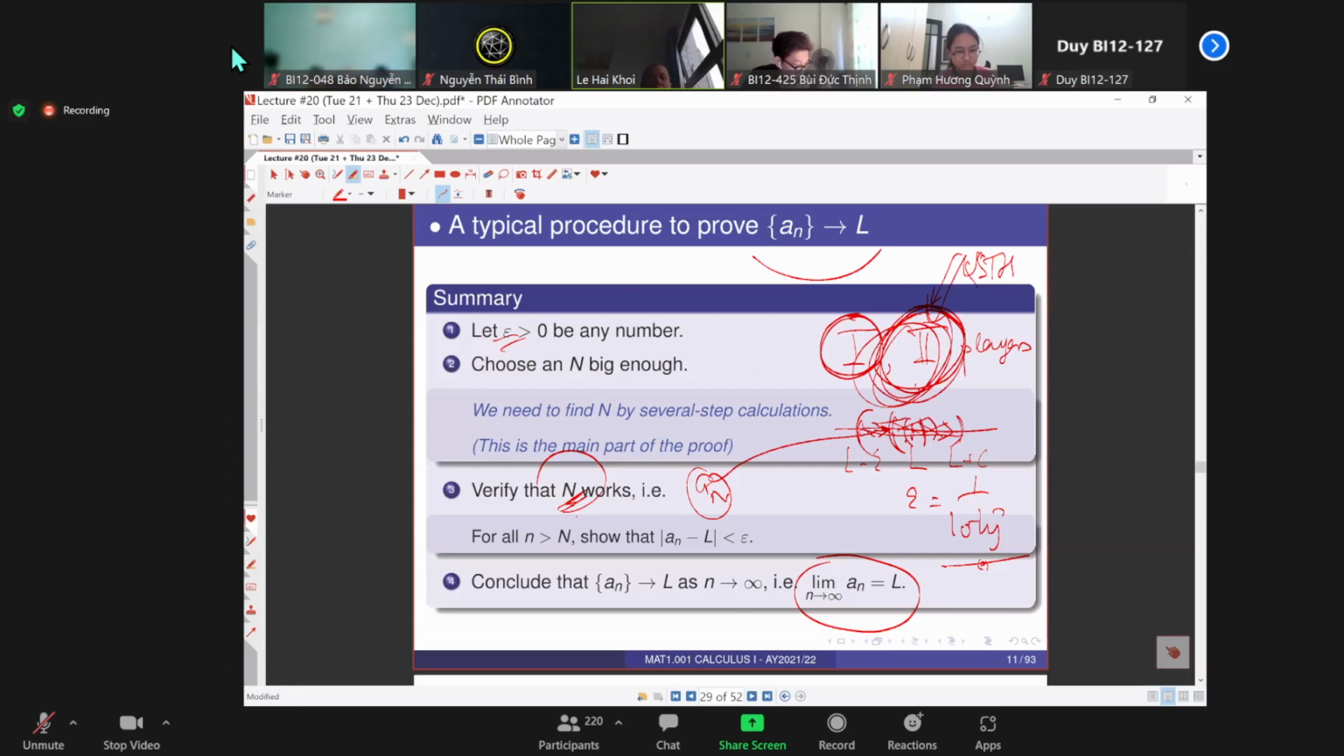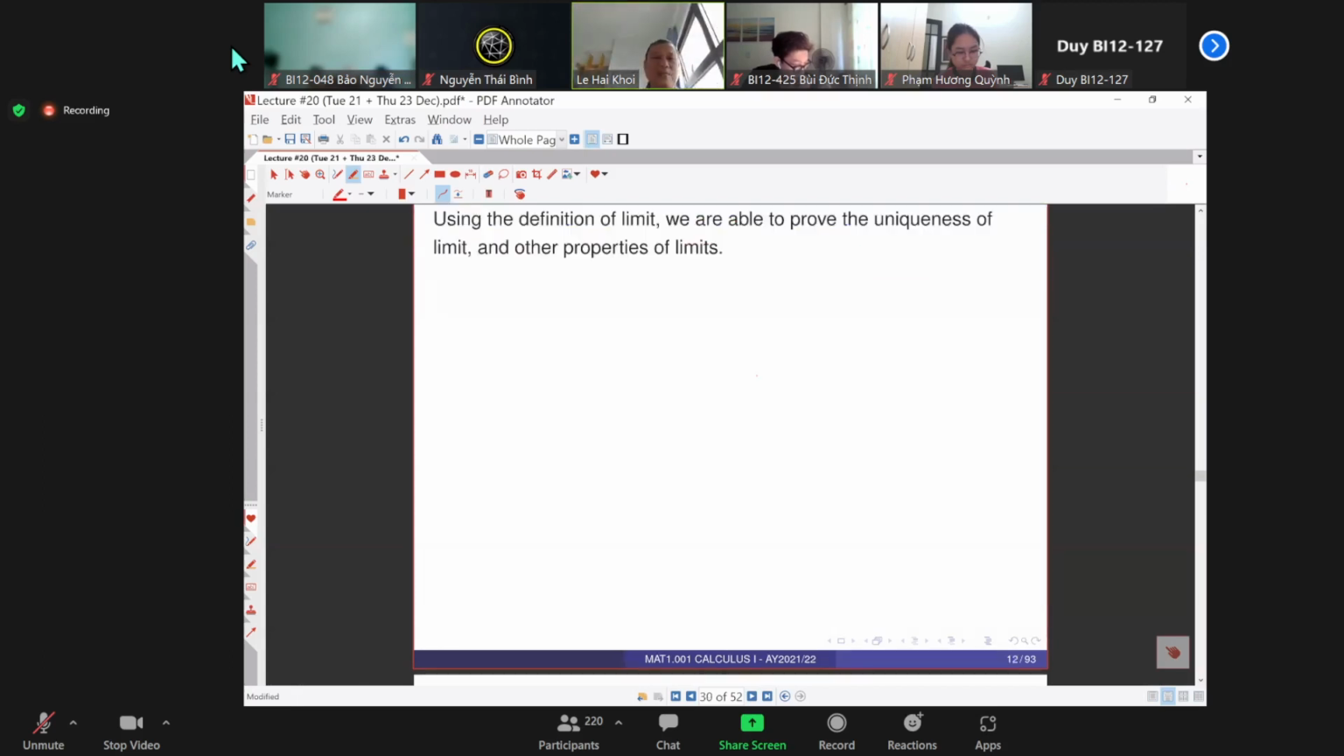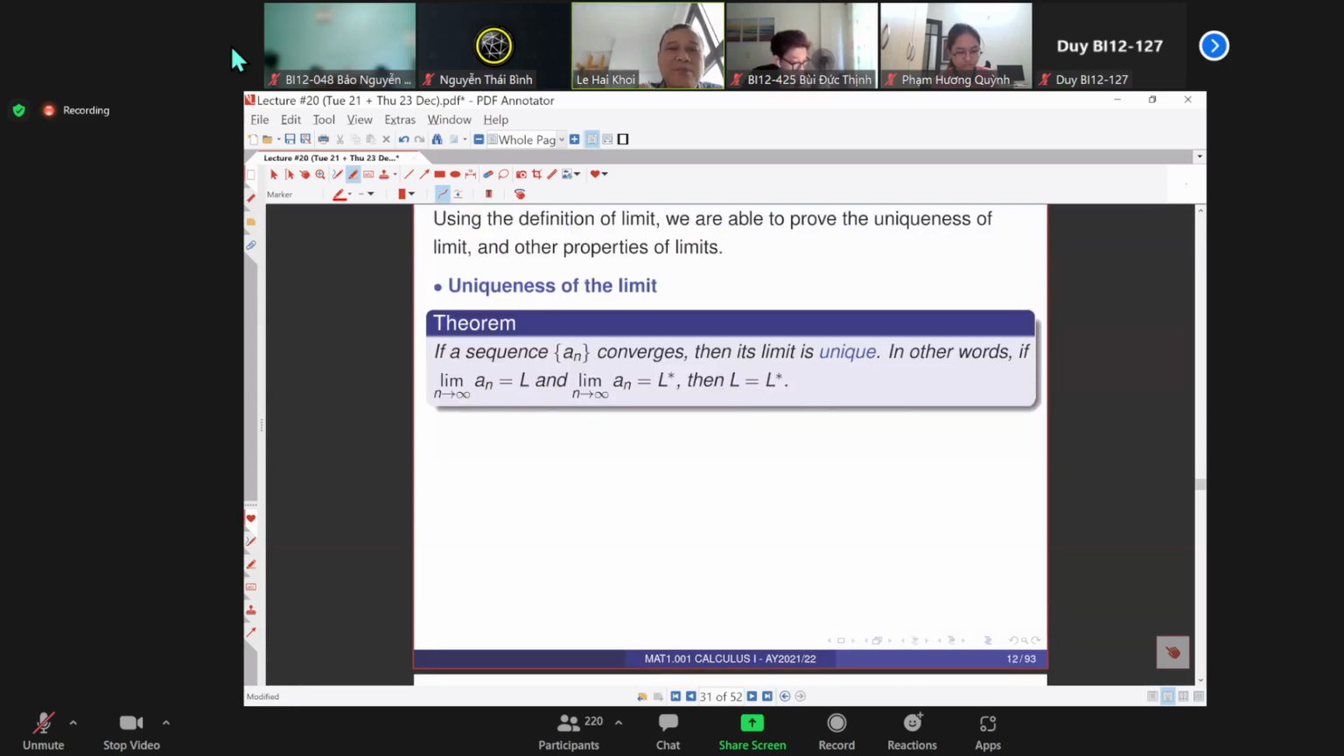Next, using the definition of the limit, you can prove that if limit exists, then it is unique. And you can have some properties of the limit, like properties of the limit of function, property of the limit of continuous function. Unique có nghĩa là gì? Nếu mà you know that a sequence converge, then the limit is unique.